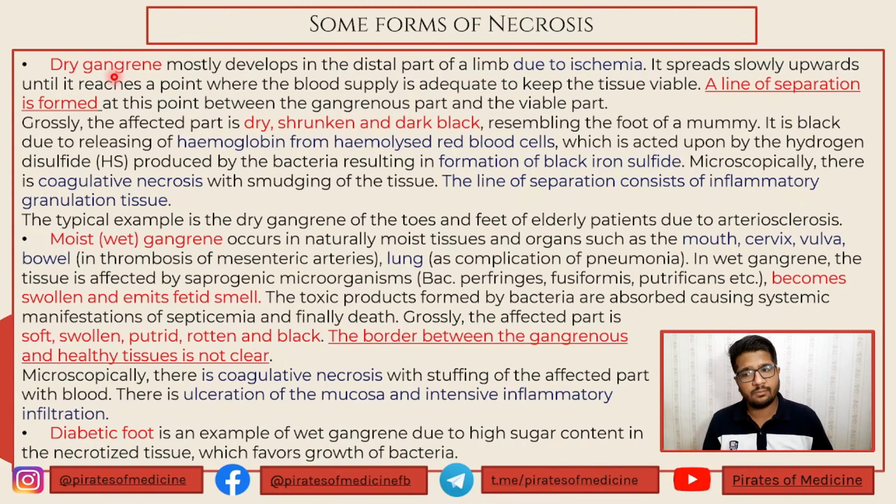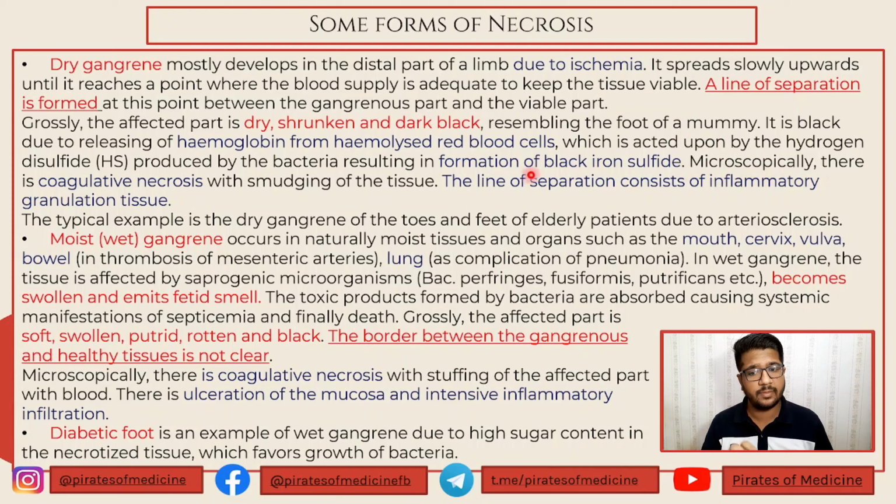Now, dry gangrene mostly develops in the distal part of the limb due to ischemia. If the blood supply to a limb is blocked, it leads to dry gangrene. The important characteristic of dry gangrene is that there is a clear line of separation between the infected tissue and the healthy tissue. So you can clearly see a line, a demarcation from the healthy tissue. And what are the macroscopic changes? The affected tissue is dry, shrunken and dark black in color, looks like the foot of a mummy.